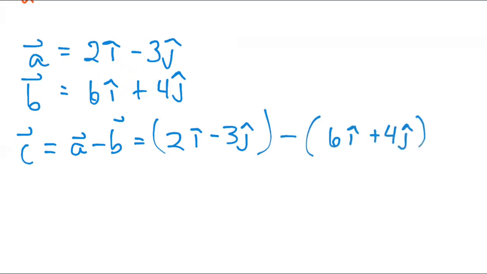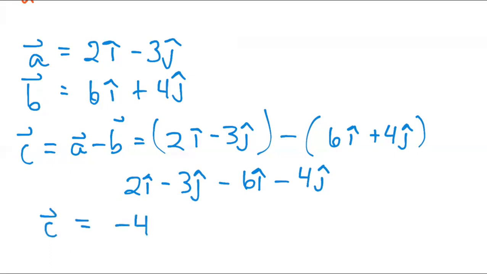So in reality, we get 2i minus 3j minus 6i minus 4j, which gives me C equaling negative 4i minus 7j. And that's really all there is to this, guys. It's not supposed to be complicated. I was originally going to have us do some multiplication here, but I'm just going to have us do addition and subtraction of vectors. We'll do multiplication next unit. So that's it for adding and subtracting unit vectors.